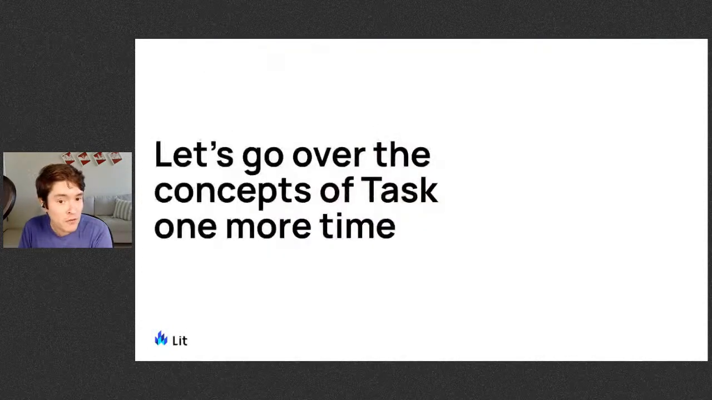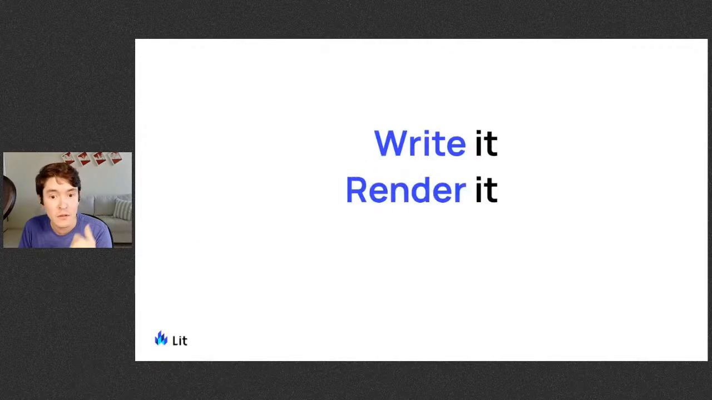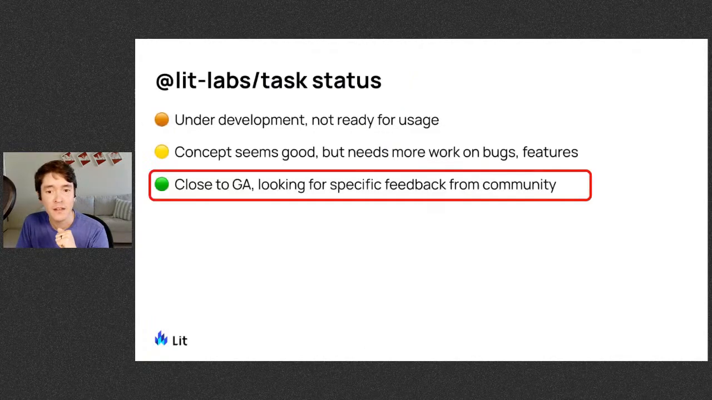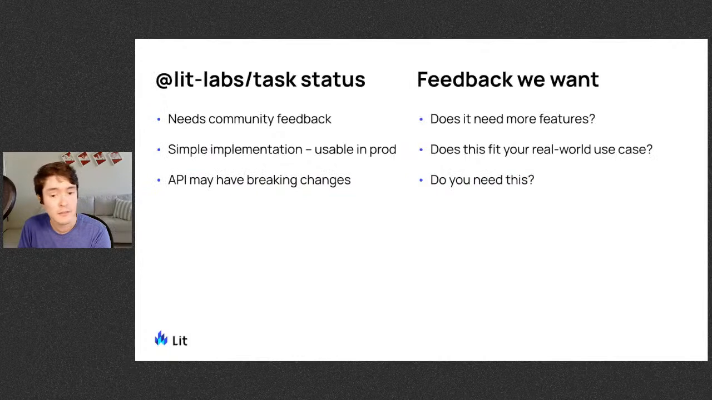So let's go over the concepts of Task one more time. You write it, you render it, and in the case of manual mode, you run it. So the status of Task is that it's close to GA. It needs community feedback. It's a simple implementation, so it's usable in prod. We don't really expect any bugs, and the API may have some breaking changes in the future.